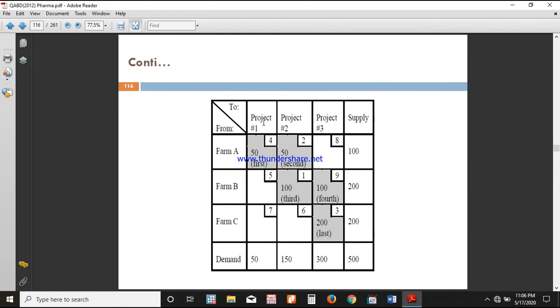Therefore, the demand in this column is 50. The row value is 100. Therefore, 50 is less than 100, so you can allocate 50 here. Now this will become 0. This one will become 50. The next northwest point is here. Now, the remaining value is 50, therefore this 50 will be allocated here and this will become 100. Now this is already fully exhausted.